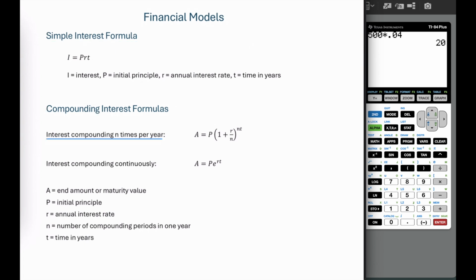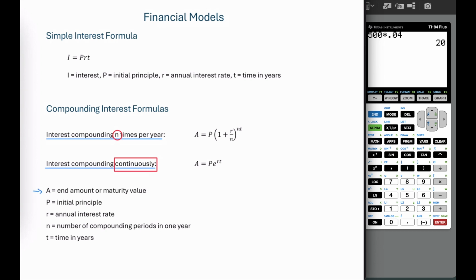There are two main formulas that we're going to use to calculate compounding interest. One is where we have n different compounding periods in a year, and the other is that we're compounding continuously, which is when there are no gaps in that compounding cycle. Let's identify some of the variables that are going to be used in these formulas.